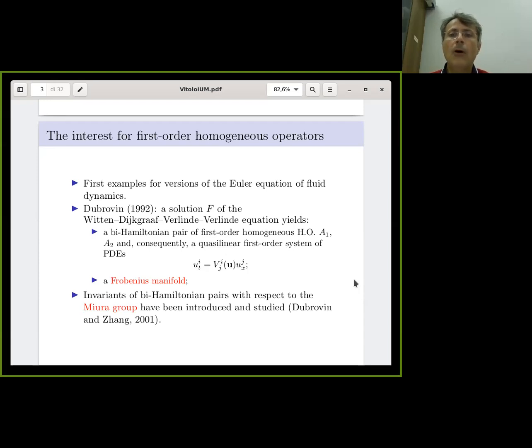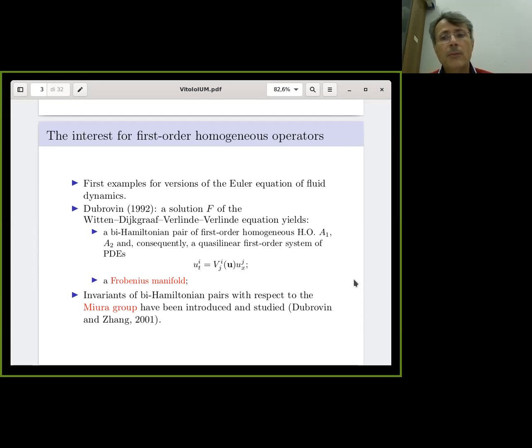I do not know how interesting that is for physicists, because, well, probably that is my ignorance, but what I see in journals whose main subject is theoretical physics is that there is a certain degree of activity on WDVV equations. So it is still an interesting subject.